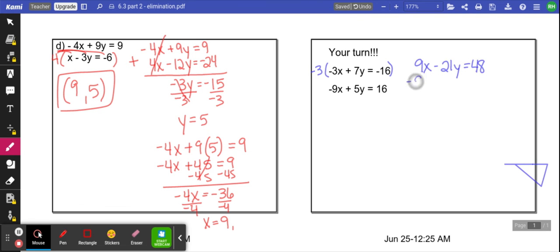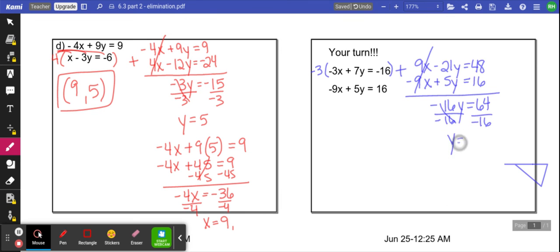Then the bottom stays the same. Negative 9x plus 5y equals 16. Big addition symbol. These are canceling. I have negative 16y equals 48 and 16 give me 64. Divide by negative 16 and y equals negative 4. So the first part of my answer is negative 4 for the y.